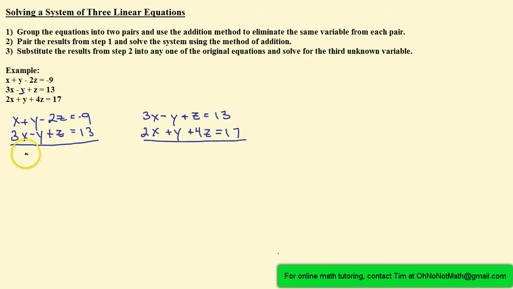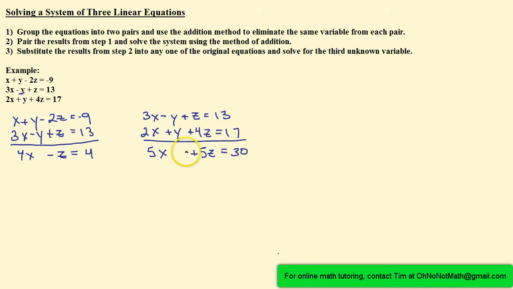So I have x plus 3x is 4x, y minus y is 0, negative 2z plus z is negative z, and 13 minus 9 is 4. Now let me take the second pair. 3x plus 2x is 5x, negative y plus y is 0, z plus 4z is 5z, and 13 plus 17 is 30.